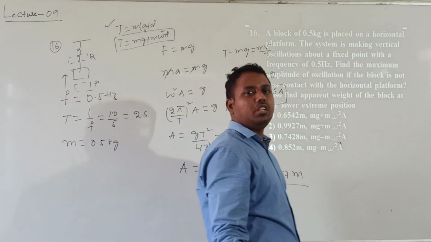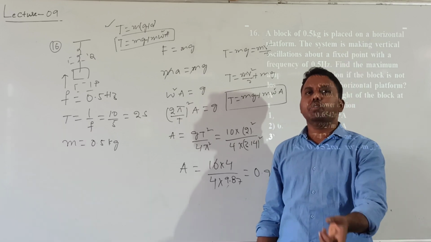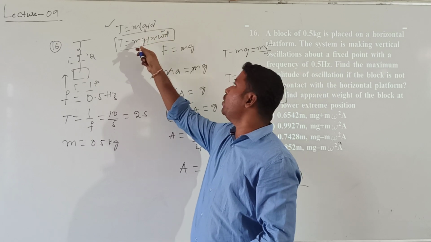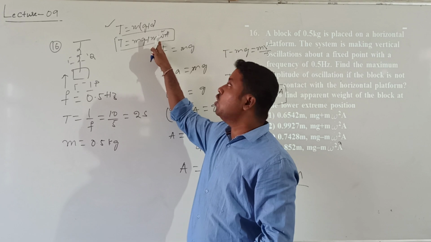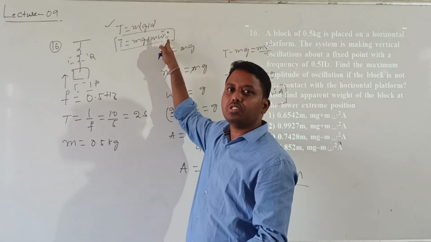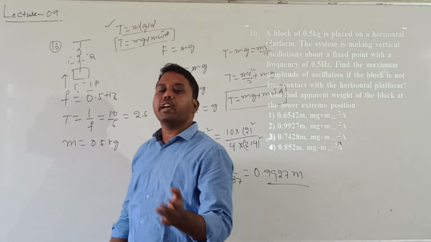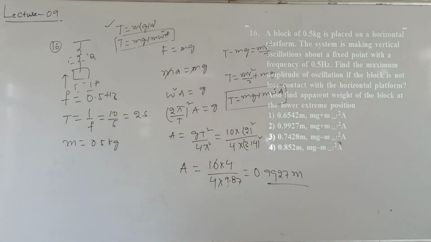At the lower extreme position, when the block reaches it, it will start moving up. Whenever a lift is moving up, what is the tension formula? m into g plus a. But now the block is executing SHM. What is the acceleration value? Omega square into e at the extreme position. So that's why the total value is mg plus m omega square e. Understood? So this is question number 16.